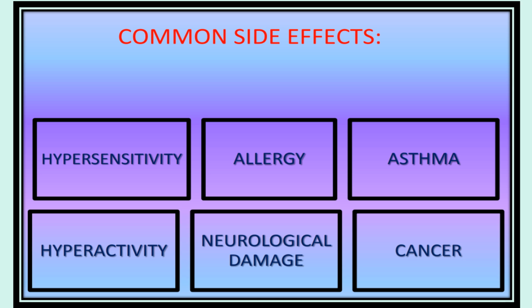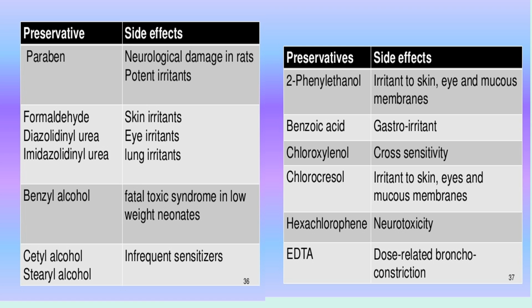Now let's go through some of the side effects. Some of the side effects are hypersensitivity reactions, allergy, asthma, hyperacidity, neurological damage and cancer. These are some of the side effects which are observed. That is the reason why the concentration of the preservative matters a lot. Otherwise, this can lead to allergy, asthma and so on. And there are some side effects associated with the aromatic preservatives.